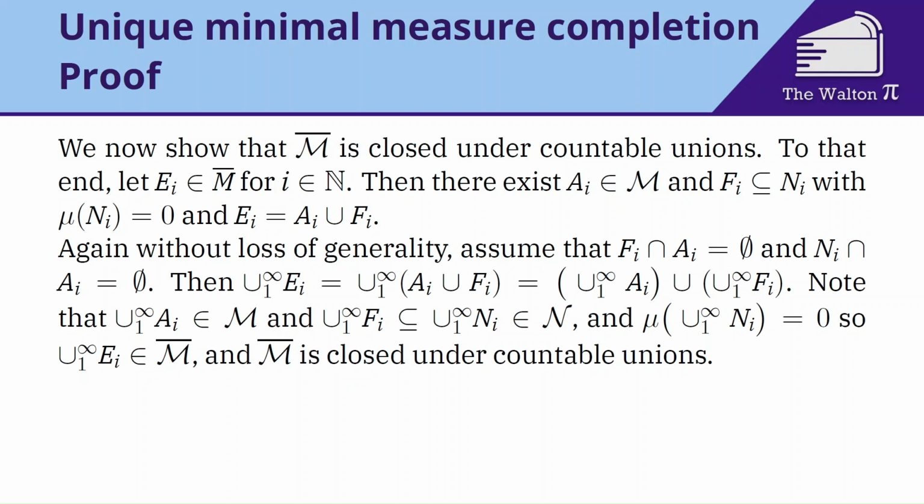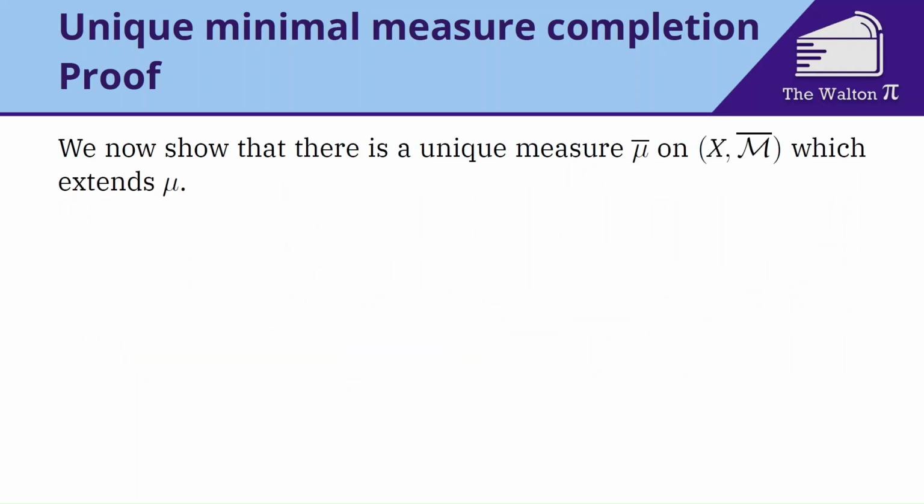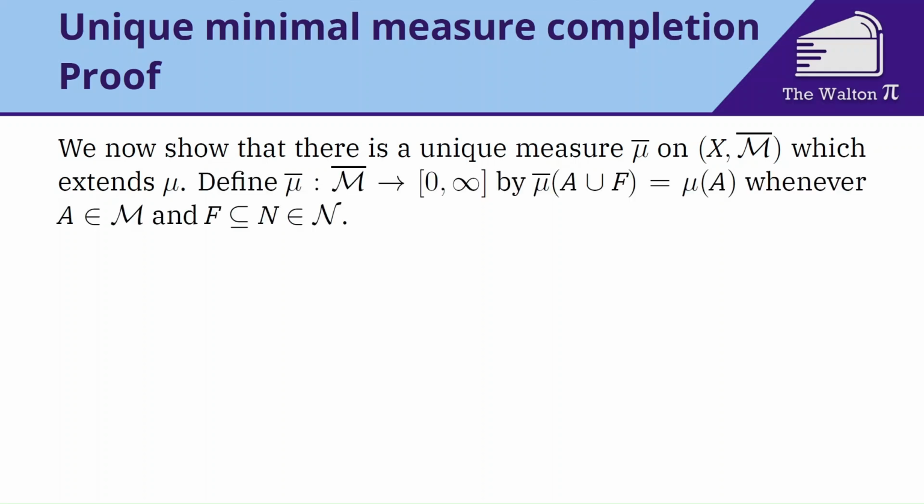Now we're going to deal with the measure part. So we're now going to show that there's a unique measure mu bar on X, M bar which extends mu. So let's start by defining what measure we want it to be, and we're going to then check that this is in fact the unique measure. So we're going to define mu bar to go from M bar to 0 to infinity. Note this can take values of infinity, where mu bar of A union F is equal to mu of A whenever A is in M and F is a subset of N, which is then going to be a null set.